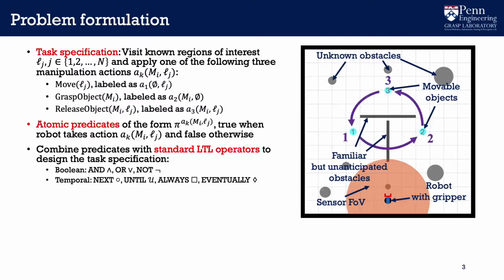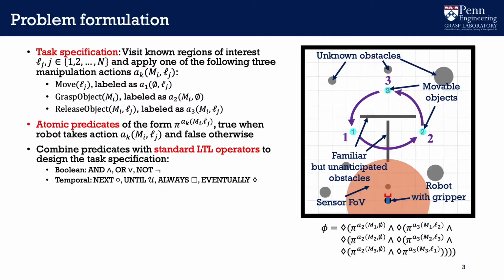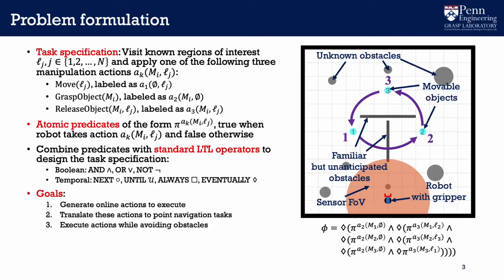For example, if the robot's goal is to rearrange the three objects counterclockwise, the LTL formula simply asks the robot to eventually grasp object 1 and release it to the location of object 2, then grasp object 2 and release it to the location of object 3, and finally grasp object 3 and release it to the location of object 1. The goal of the robot is then to generate the actions to execute online, translate these actions to point navigation tasks, and finally execute those tasks while avoiding obstacles.